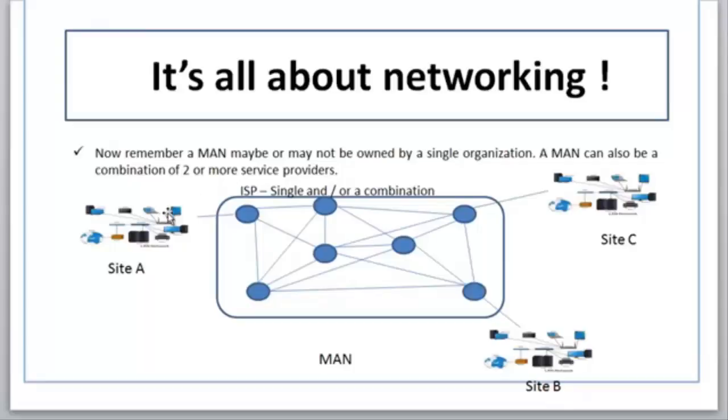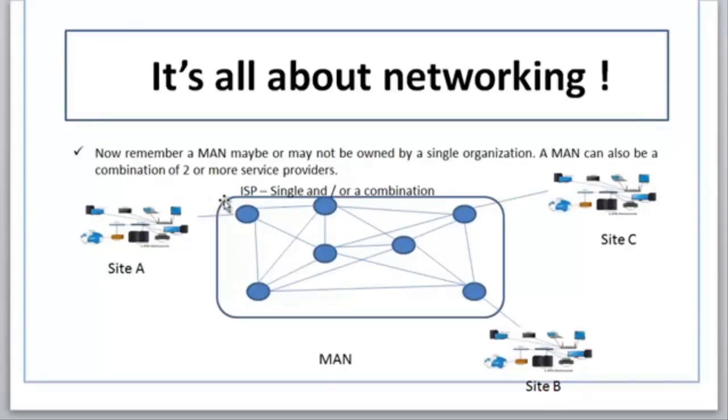So let's say you have three offices in one city, Site A, Site B and Site C. Now these blue dots represent the service provider. Let's say Site A is at a particular point and Site B is 50 kilometers from Site A. Between this distance, let's say the service provider has presence in 2-3 places. So that's how they will get your connectivity from A to B. Similarly, you can get a connectivity from B to Site C.